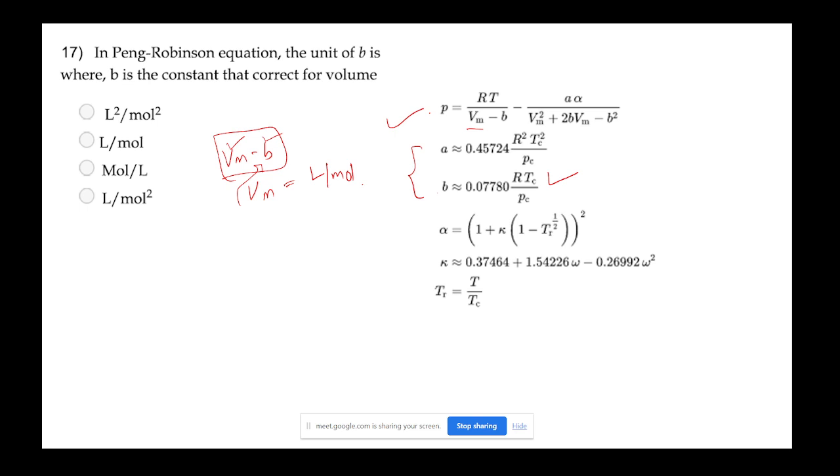Another approach is you have B = 0.0778 RTc/Pc. Now you put in the units of each and every term here. If you see PV = nRT, then RT by P gives you V by n. So it is nothing but V by n for critical conditions.